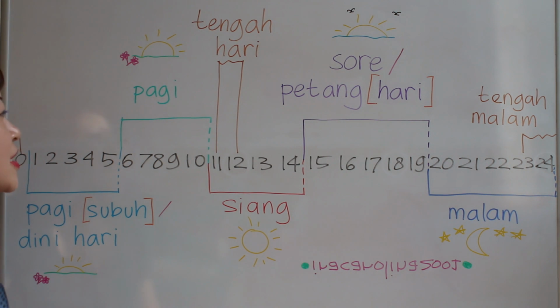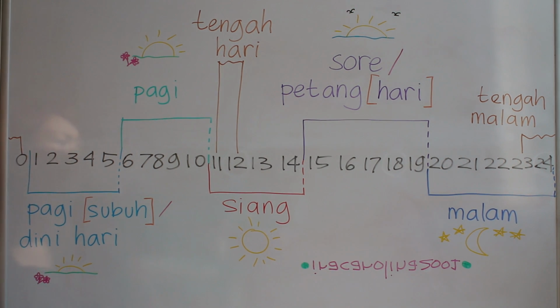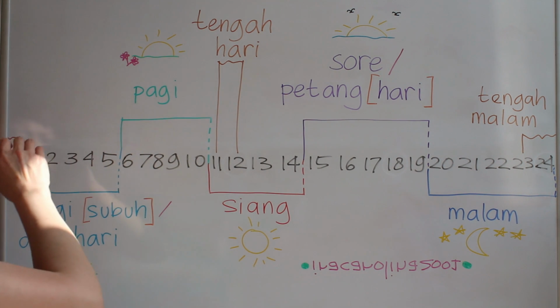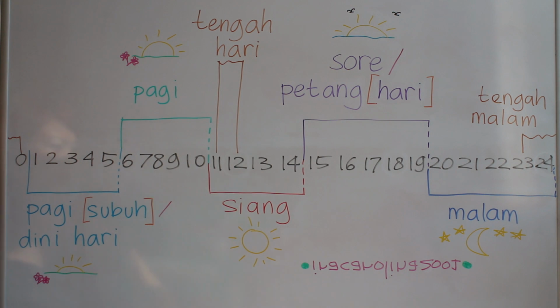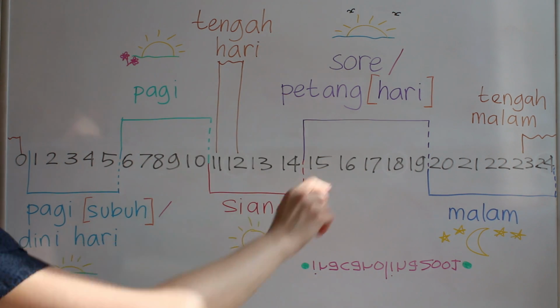Hi, today we will learn Indonesian language, or bahasa Indonesia, about a clock. Let's start it. In Indonesian language, or in Indonesia, instead of using from 0 to 12, we use the clock number from 0 to 24.